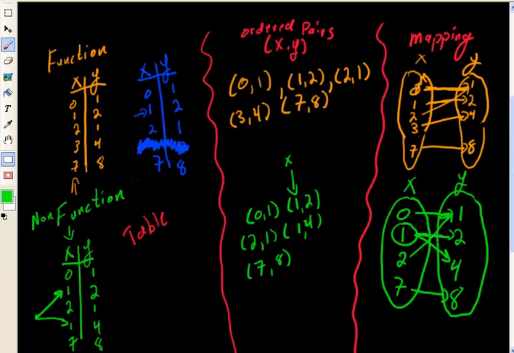Notice that there's 2 arrows coming out of the same number, and that's what causes this to be a non-function. So on a mapping, you're going to see 2 arrows coming out of the X column on one number. Ordered pairs, you're going to see the X value have a repeating number, and in the table form, you'll have 2 of the same X numbers going to different Y numbers.